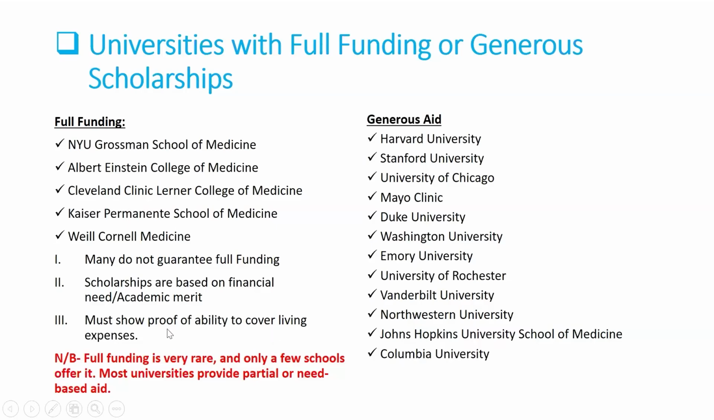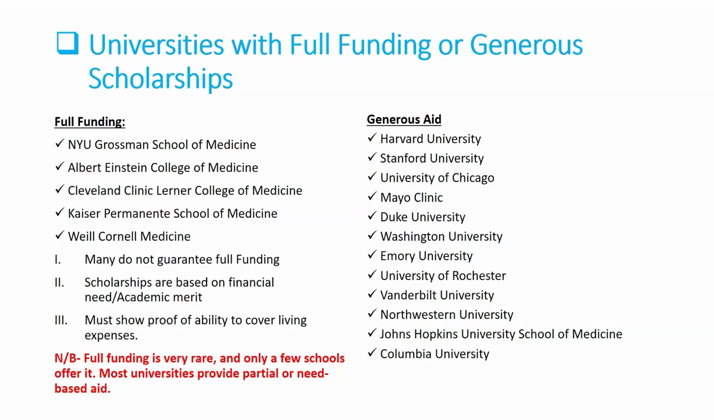So if your parents are not able to pay, what can you do? You can look for outside scholarships, and your sponsor should write you a sponsor letter. That's what you will use as proof of funding, or proof of ability to cover your living expenses.